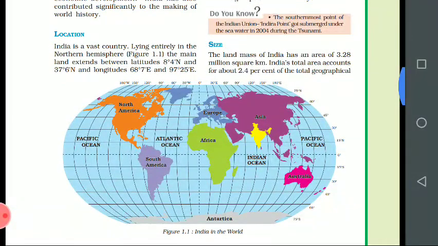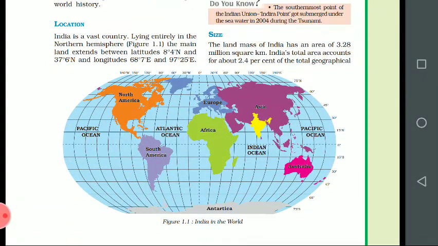India is a vast country. Its total area is 3.28 million square kilometer, which accounts for about 2.4% of the total geographical area of the world. India is the seventh largest country. Russia, Canada, China, USA, Brazil, and Australia are larger than India.